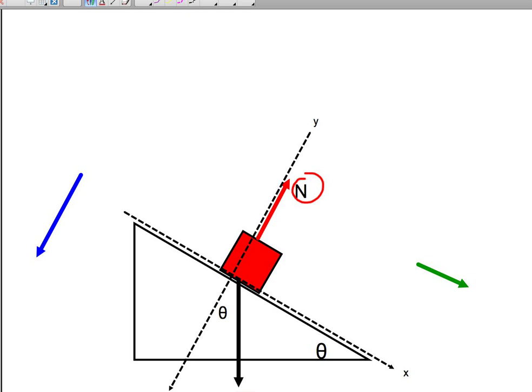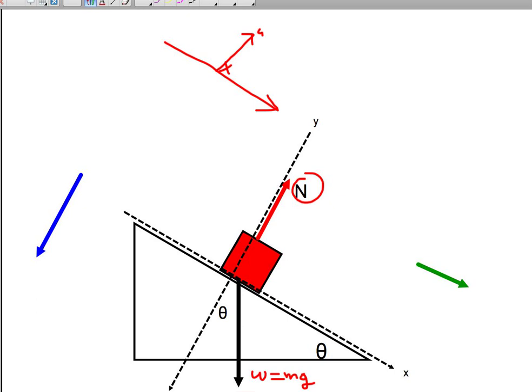Now, what we're going to do here, a couple of things. First of all, since the block is moving down along this direction, sliding down the plane, we're going to call that one of our axes. So that will be our x-axis. And of course, our y-axis will be perpendicular to that. It'll be over here. So that's why we have the y-axis here and the x-axis written along here. So what we need to do is to resolve the forces into their components.